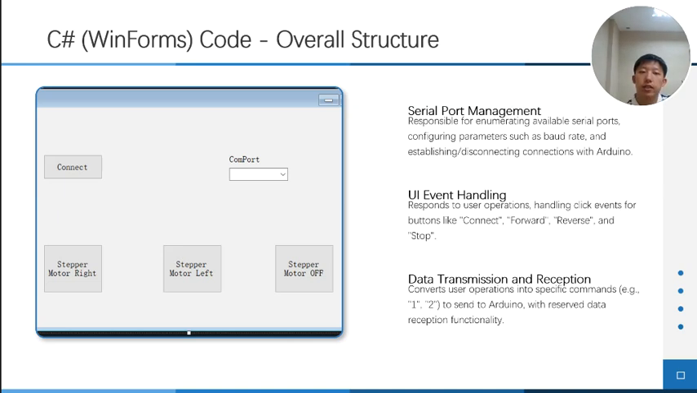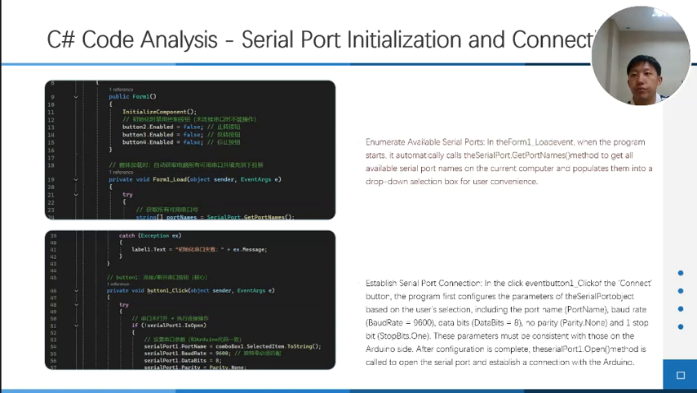The code structure is mainly divided into 3 parts: serial port management, UI event handling, and data transmission and reception. First, let's see how the C# code handles the serial ports. When the program starts, it automatically finds all available serial ports on the computer and displays them in a drop-down box, so the user doesn't have to enter them manually.